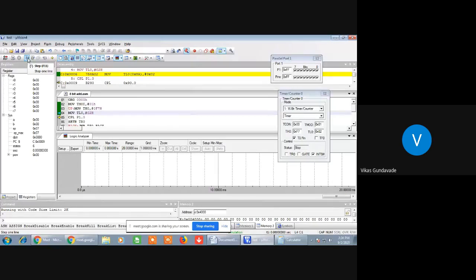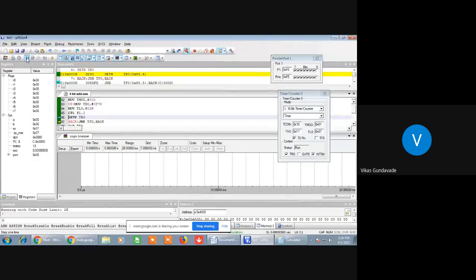After that, we are complementing the port pin. See here, this pin is 0, previously it was 1. And then we are waiting for 2.5 milliseconds. Right? And after that, it will again get returned back. So I am running the program here. See here, we are getting the delay. Here the timer is running. Okay, and I am stopping it.